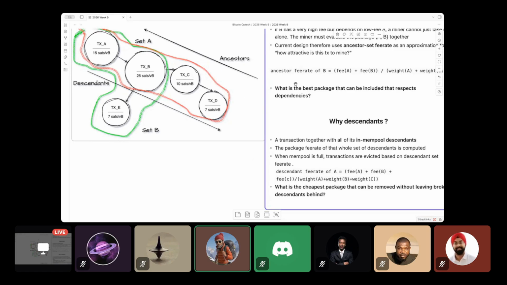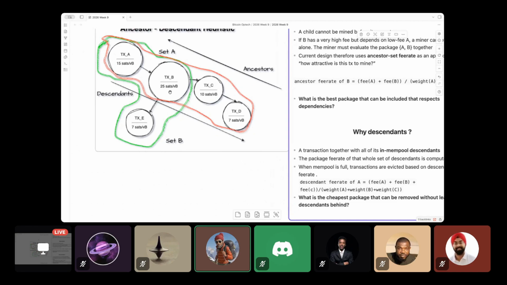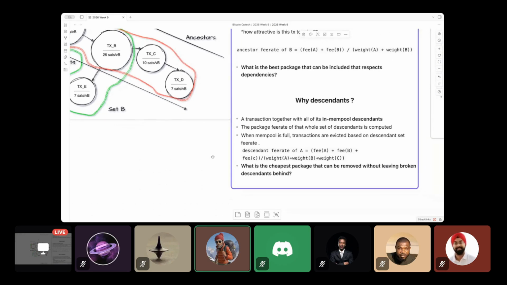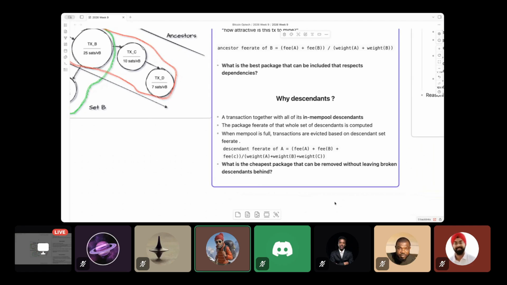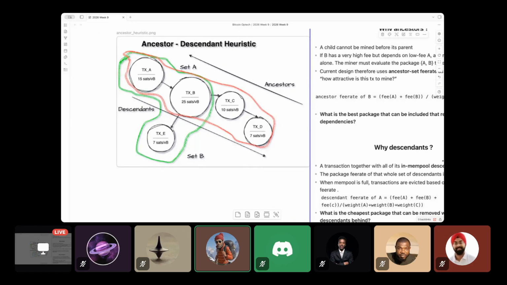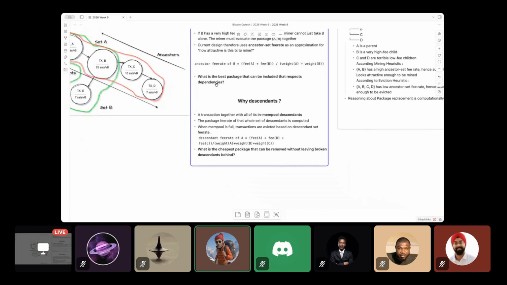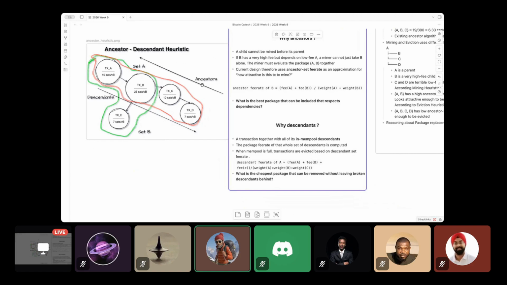So this descendant calculation is similar to the ancestor fee rate calculation. We also calculate the descendant fee rate before kicking it out. What the heuristic algorithm does is that, similar to the ancestor fee rate calculation, it also calculates the descendant fee rate, keeps a list and sorts the list, and transaction descendants which are paying the lowest fee rate will be kicked out as a full package. So the question that this heuristic tries to answer is, what is the cheapest package that can be removed without leaving a broken descendant behind? So this is a very basic overview of how the current existing ancestor descendant heuristics inside the mempool work. I'll pause for a moment.